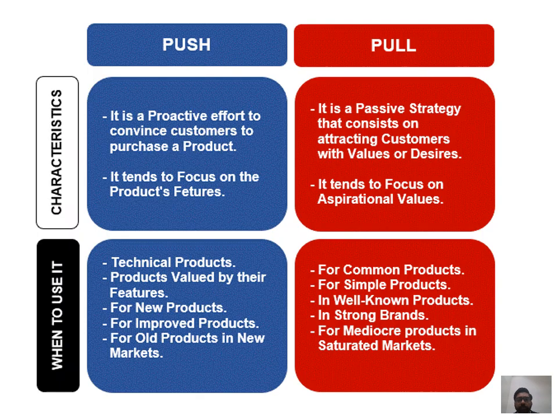Now let's talk about the pull strategy. If we talk about the characteristics, it is a passive strategy that consists of attracting customers with values or desires. It tends to focus on aspirational values. Now, when to use this pull strategy? For example, for common products, simple products, well-known products, even strong brands, or for mediocre products in a saturated market, we can use pull strategy.